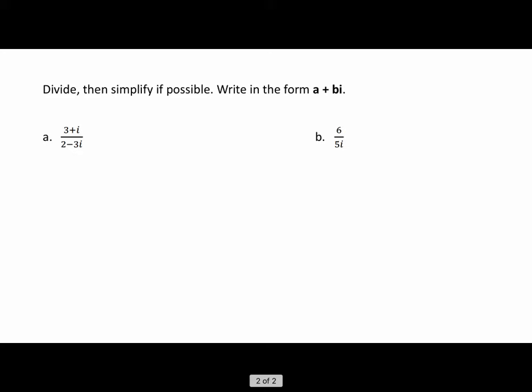Divide, then simplify if possible. Always write in the form a plus bi. For example a, we first look to see if we can simplify by dividing factors, and we can't. And then we want to rationalize the denominator, because that's what divide means. It means rationalize denominator. Okay, so if we look at the denominator, there's two terms. That means we need the conjugate. So instead of a minus, this is 2 plus 3i, multiply to both the numerator and the denominator.